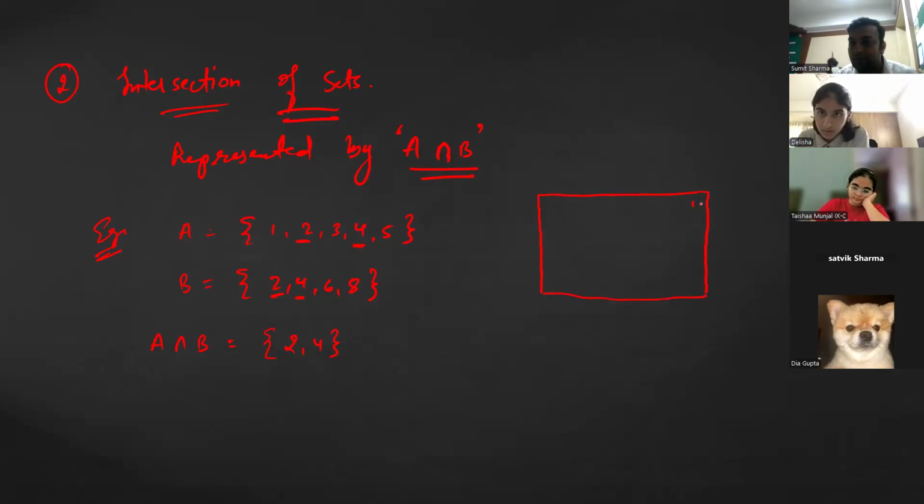So the rectangle represents universal set. This is A, this is B, and the common part of both of these sets is the middle one. So this middle thing is called A intersection B, right? Because that's the overlapping part of both the sets. That is A intersection B. So I hope it is clear. Intersection is clear to everyone.